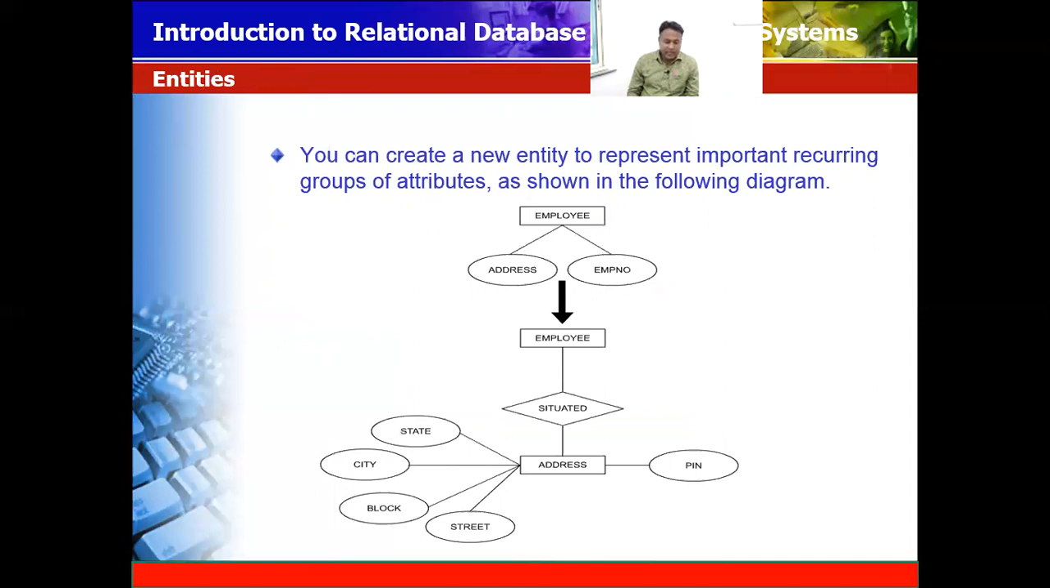So you can create a new entity to represent an important recurring group of attributes. Like we generalize the employee table into two parts. Employee contains the address, like the state, the city, the block, the street, and the PIN number. The employee is having another entity: the state, city, block, street. So these are called what? Attributes.